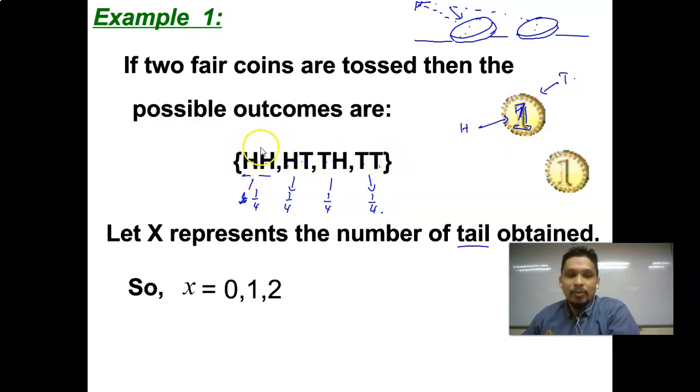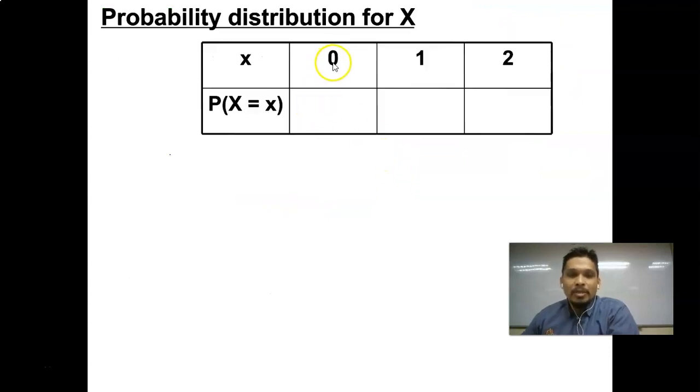Both with the head is only 1 result, so it's 1 over 4. But for head and tail, for these 2 coins, 1 will show the result of tail, 1 here, another 1 here. So 1 over 4 plus 1 over 4, because these 2 results are different but we consider them as the same. Then the other result is only 1 result with a tail and a tail. So when there's no tail, it is 1 over 4.